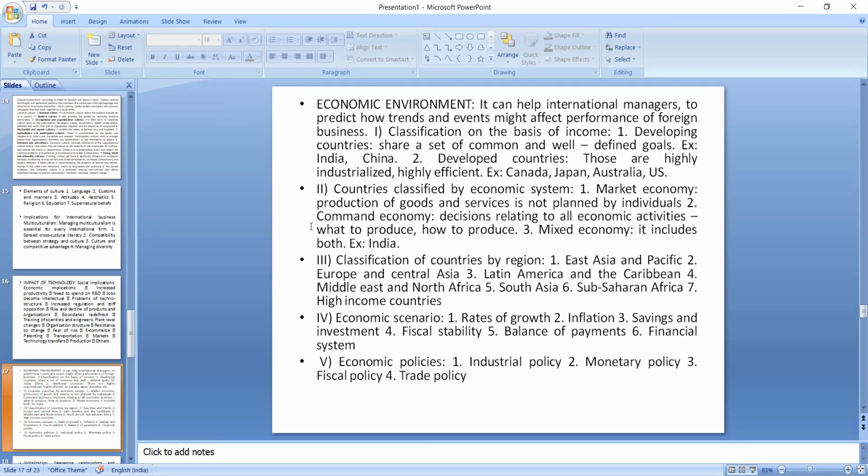Classification of countries by region: East Asia and Pacific, Europe and Central Asia, Latin America and the Caribbean, Middle East and North Africa, South Asia, Sub-Saharan Africa, and high-income countries. Economic scenario: rates of growth, inflation, savings and investment, fiscal stability, balance of payments, financial system. Economic policies: industrial policy, monetary policy, fiscal policy, and trade policies. These are the economic environment, how it deals with that.